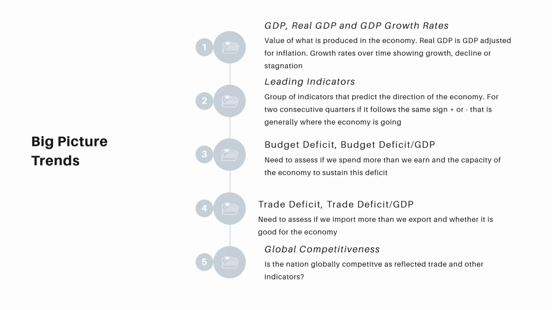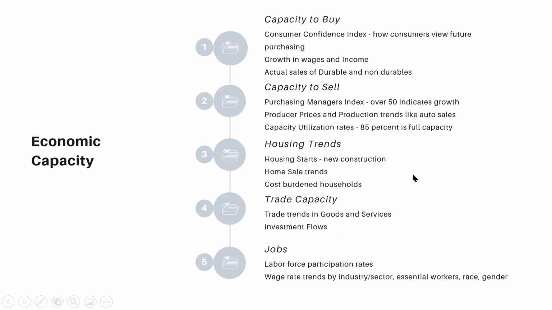That can help us understand what might be happening in the future. And then finally, we look at global competitiveness: how well are we competing with the rest of the world? Are people buying our products? Are people wanting to invest here? And what are these trends? So these are big picture trends in the economy.